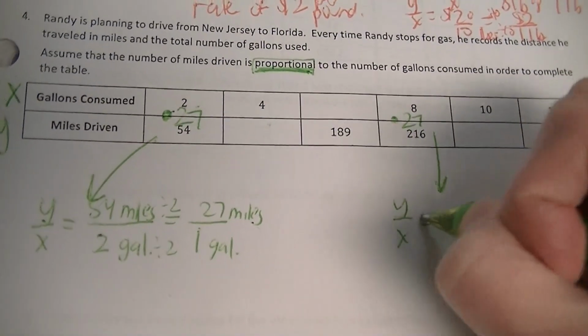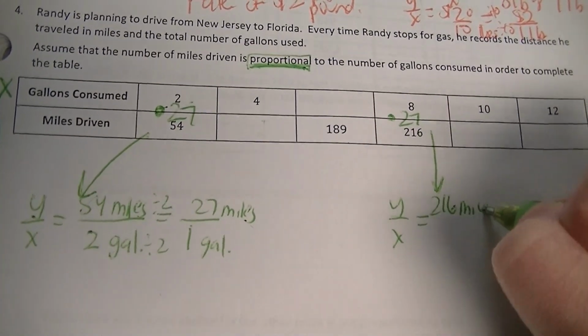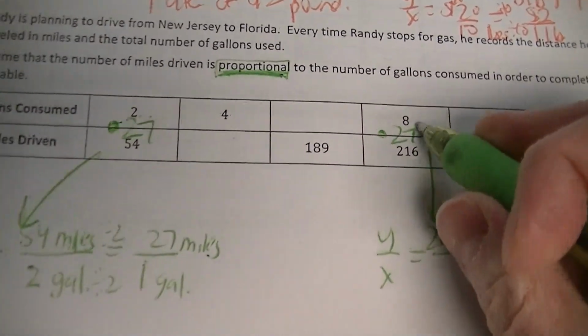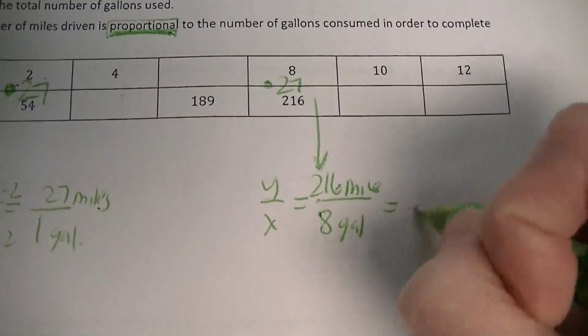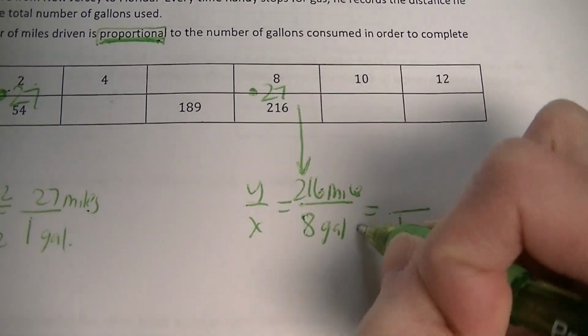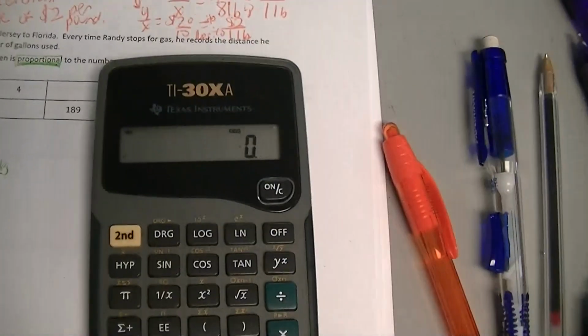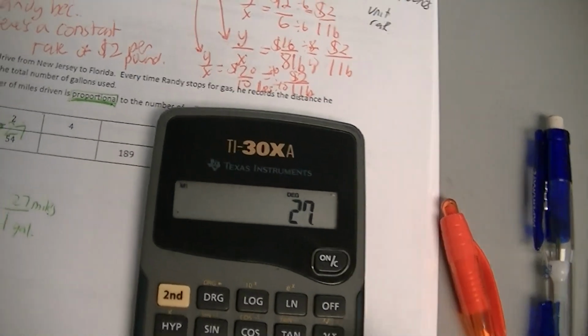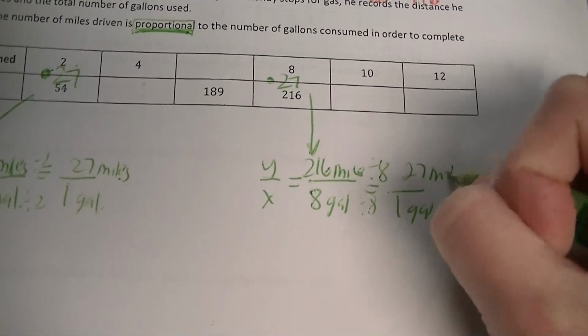So y divided by x. So 216 miles. And gallons consumed was 8 gallons. Okay, to find the unit rate, divide by 8, divide by 8. Let's go 216 divided by 8. That's 27. 27 miles per gallon.